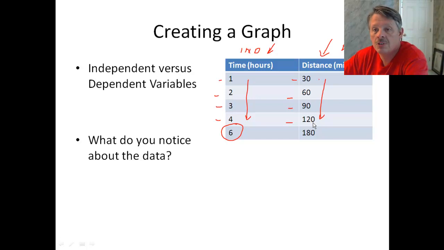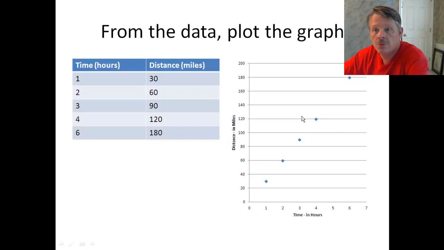It's a direct relationship. As my time goes up, my distance goes up, and it's going up in a particular amount. Now notice I do have this thing over here where I have 6, so I've gone from 4 to 6, so I've essentially gone up by 2. So over here I would expect, instead of going up by 30, I've gone up by 60, and in fact that is correct. So our next step would be to plot the graph.